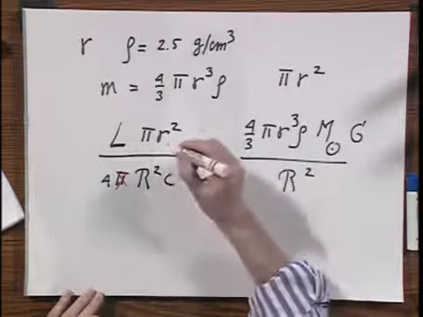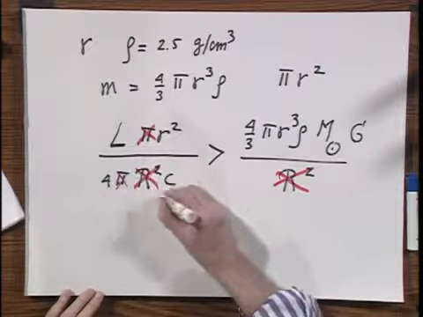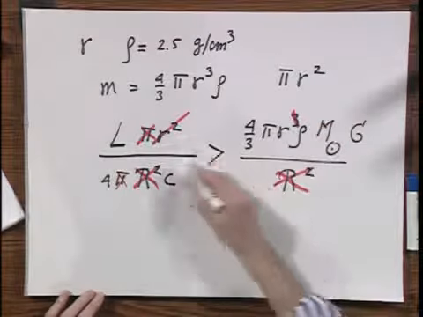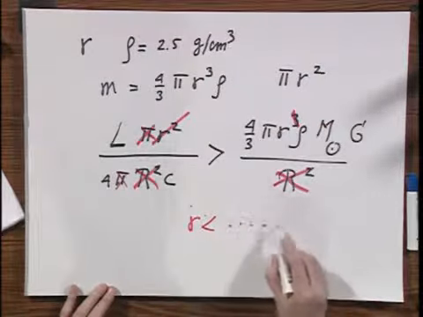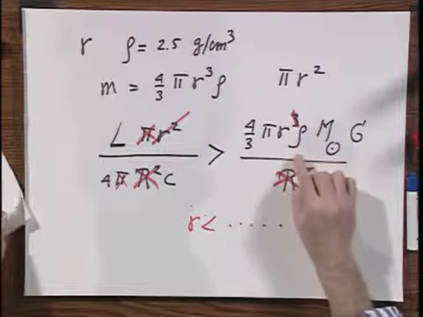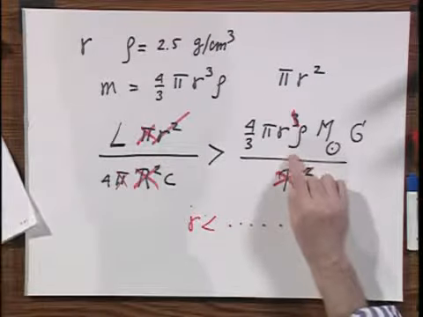I lose a pi here, I lose r squared here, I lose r squared here against this r, and if you work this out, you know all these numbers, you will see that for r smaller than a certain number, these grains will not be able to survive in our solar system. And that is quite remarkable.